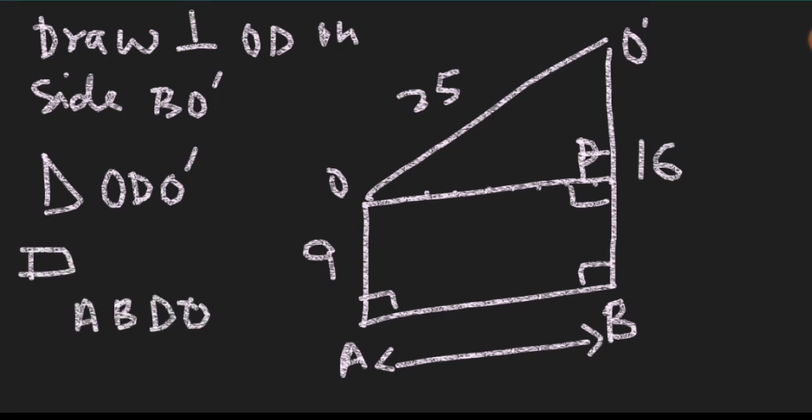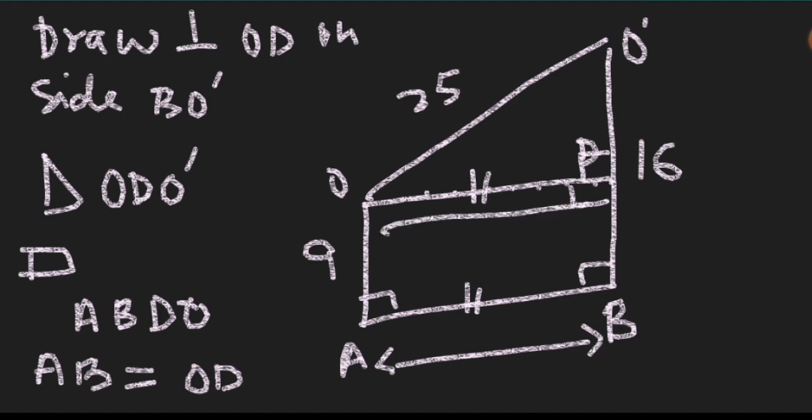ABDO. We know that the rectangle has opposite sides equal. So if this side AB is the side of the rectangle and its opposite side is OD, that means AB is equal to OD. Now if we find the length of this side OD, that will be equal to AB. So we will find the length of the side OD, and it will be equal to side AB.